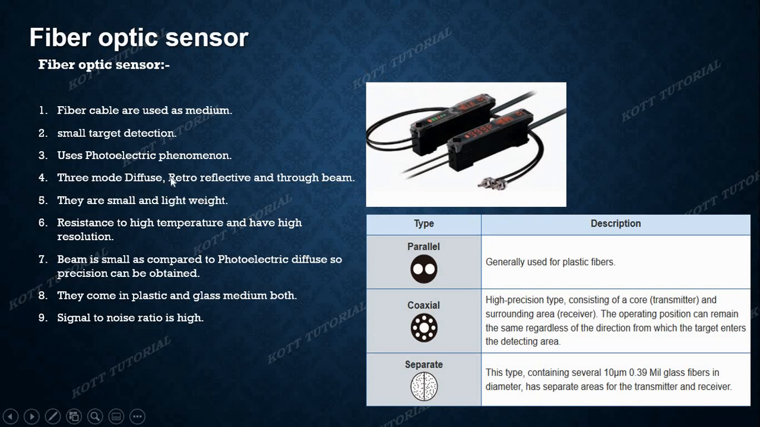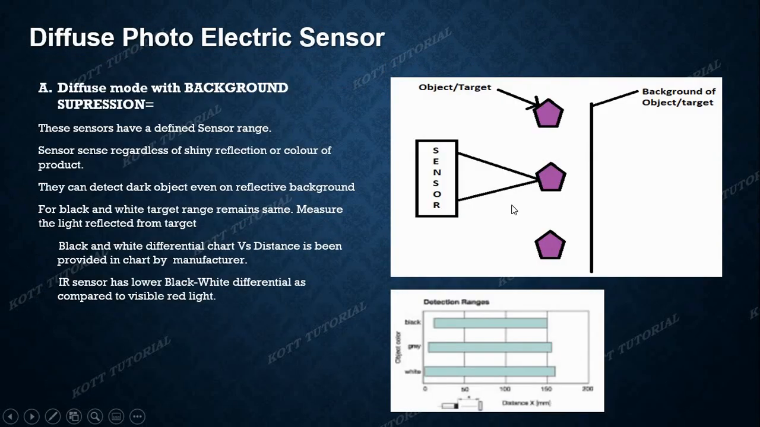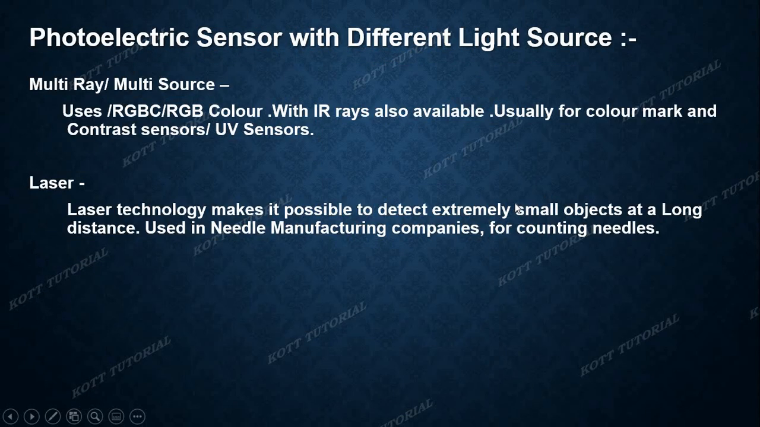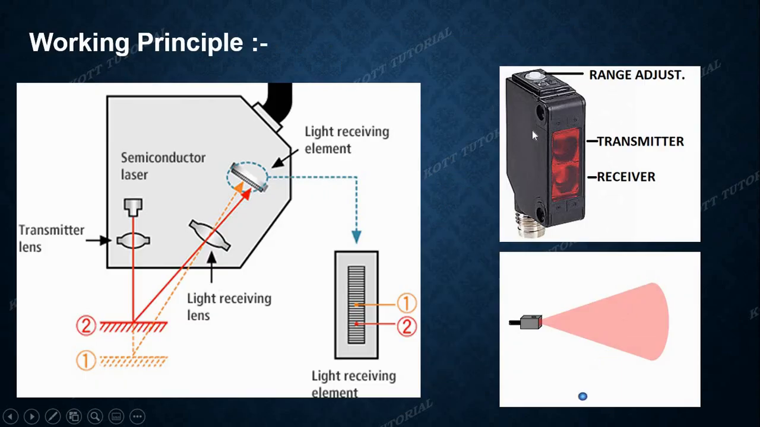3 modes are present. See, in fiber optic sensors also we have 3 modes: diffuse mode, retroreflective mode, and through beam mode, which are similar to the modes we have learned before. So in fiber optic also we have these 3 modes. They are small and lightweight. Yes. See, the space used by the fiber optic sensor is very little as compared to the photoelectric sensor which we have seen before.